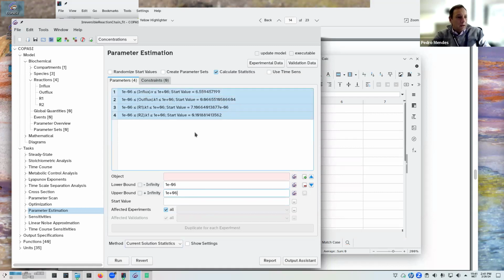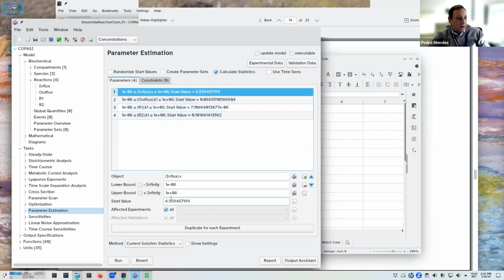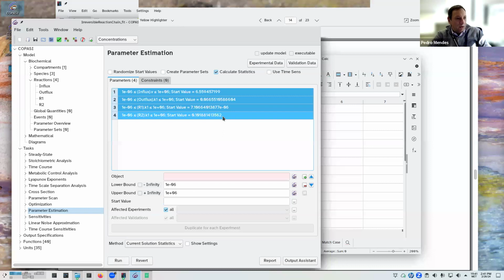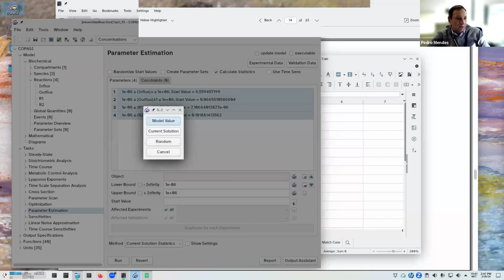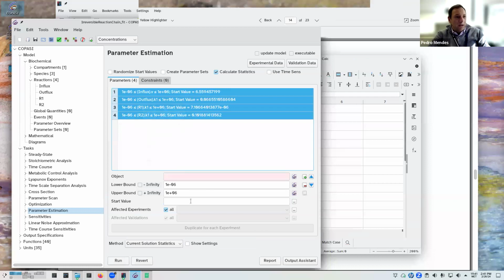And if you wanted to change their start values, you could highlight one and change it here, but if you highlight all of them, you can apply certain things to all the start values. What you can apply is to initialize them to the value that you have in the model currently, to a random value, or to the value that the previous attempt at parameter estimation produced. Now we haven't run a previous one, so there's no current solution, but the current solution is the same as the model. That's basically what it is. So we're going to leave this.